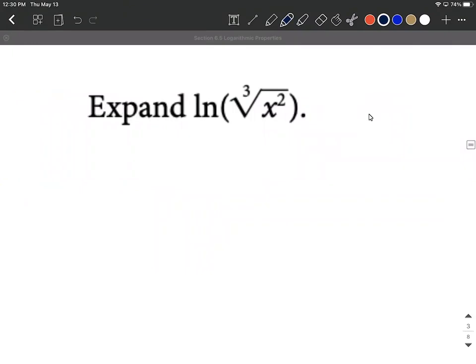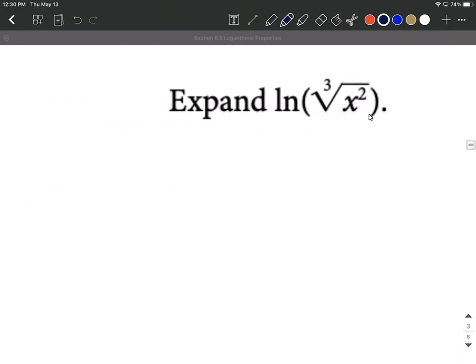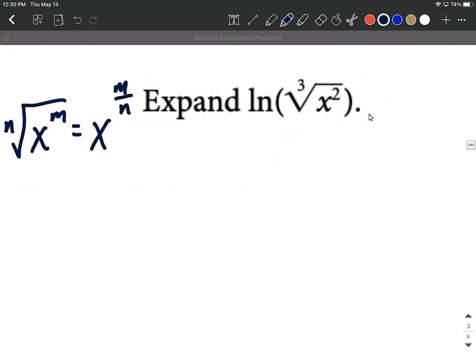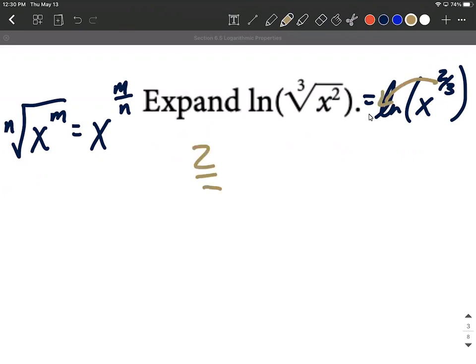A little bit more complicated one where we have a cube root of x squared. So a reminder on these that whenever you have the nth root of x to the m power, you can always rewrite these as x to the m over n power as a rational exponent. So let's rewrite this so it looks like the natural log of x to the 2 over 3 power. And then we have an exponent attached to everything on the inside of the log. We're going to move that 2/3 down in front, make it a multiple, and there we have it fully expanded.